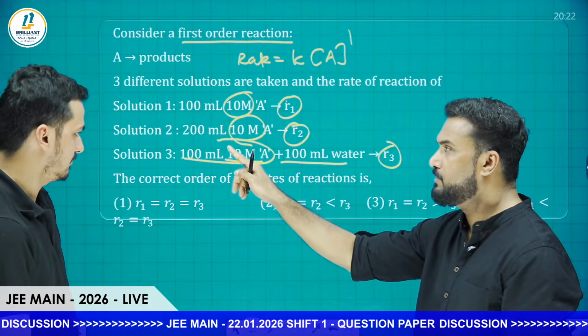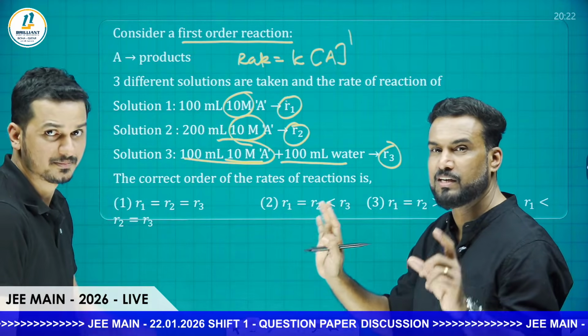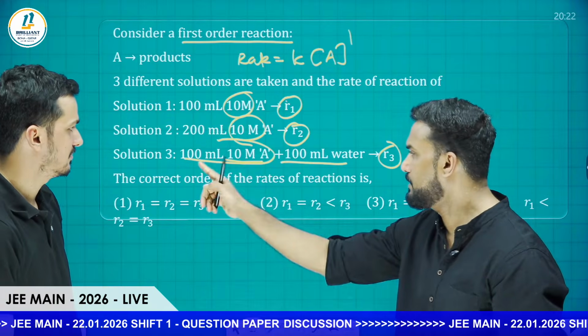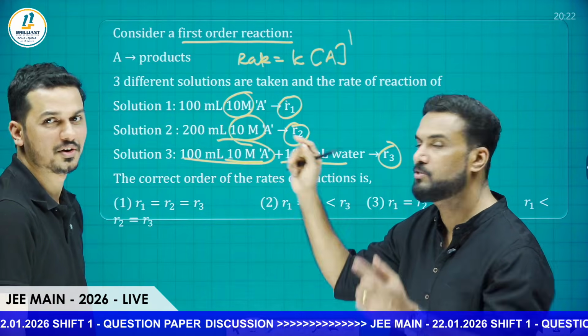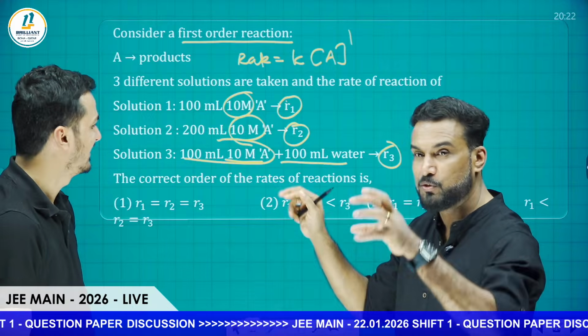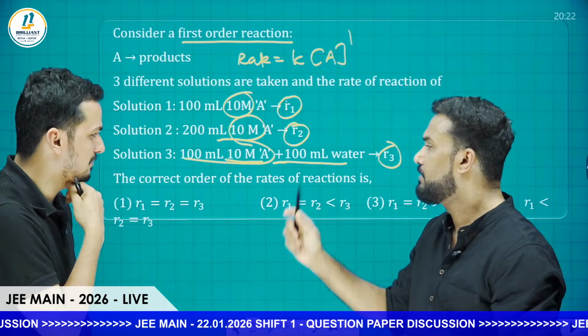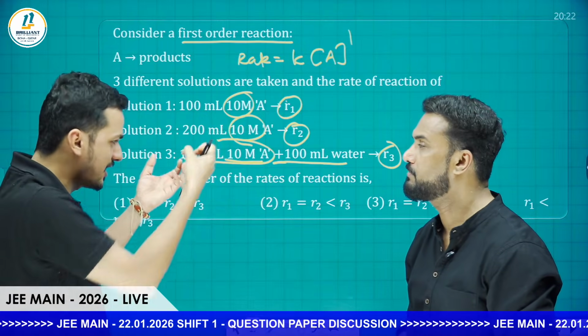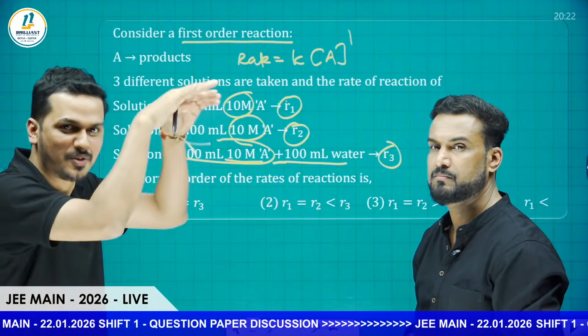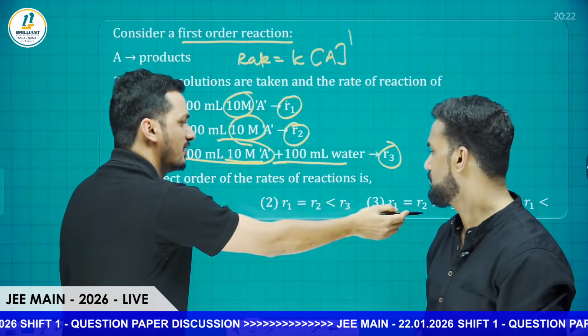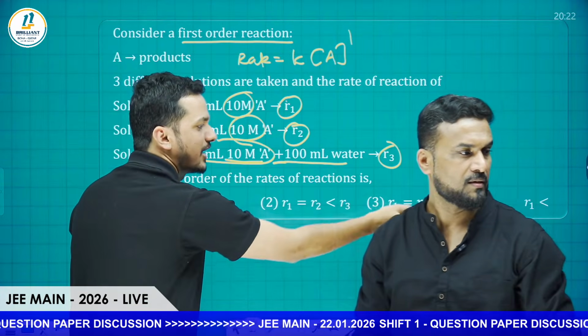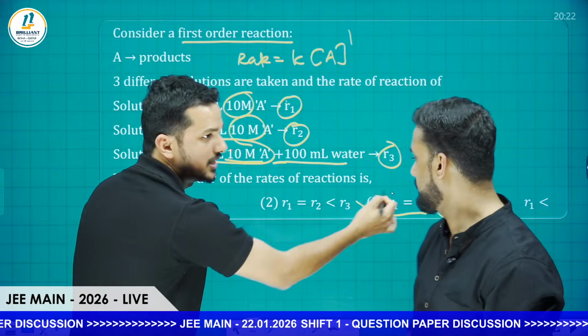Solutions 1, 2 and 3 are not the same. Don't get confused, because you may think 100 plus 100 is 200 and this is also 200, so they are equal. No. Here we took 10 molar, 100 ml, and after that we add water, that is why plus 100 ml. When you add water, the concentration decreases. So R1 and R2 will be equal, and R3 will be less. Our answer is option 3.